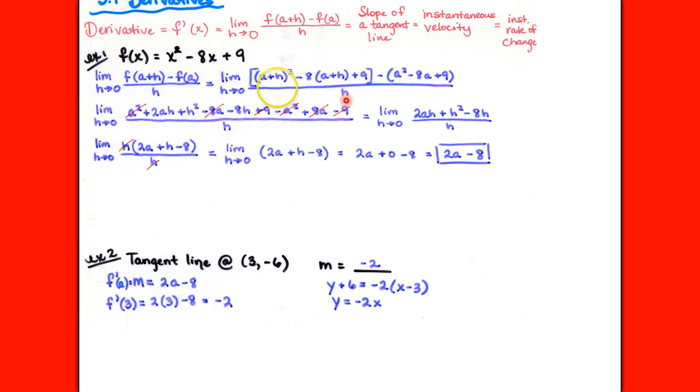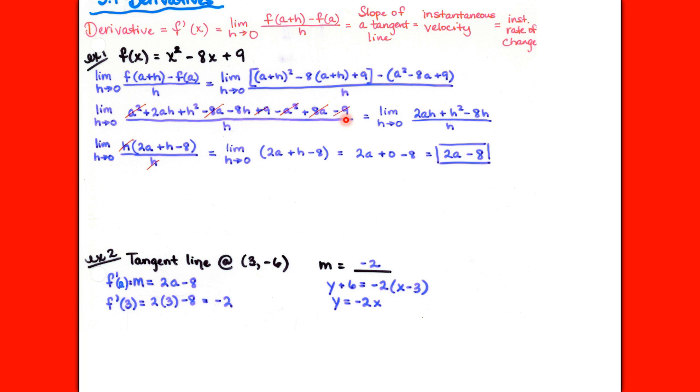A plus h squared, we're just going to FOIL out. So a plus h times a plus h gives us a squared plus 2ah plus h squared. Distribute the negative 8 to the a and the h, so negative 8a and negative 8h. And then we've got our plus 9. Then we're going to subtract this whole function, so every single sign will change. So it'll be negative a squared positive 8a minus 9, all still over h.